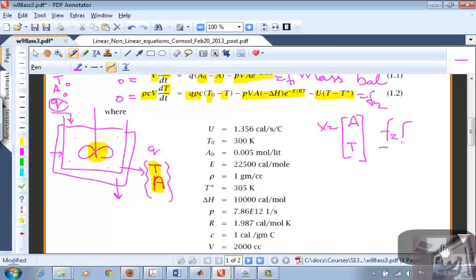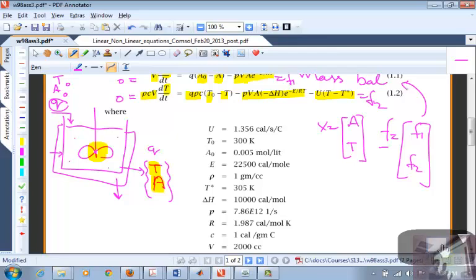F is a vector consisting of f1 and f2, which I have identified here. Okay, those two equations, I'm going to set equal to 0, and I'm going to solve for the vector x, which consists of two states. So I'm going to apply the Newton method.